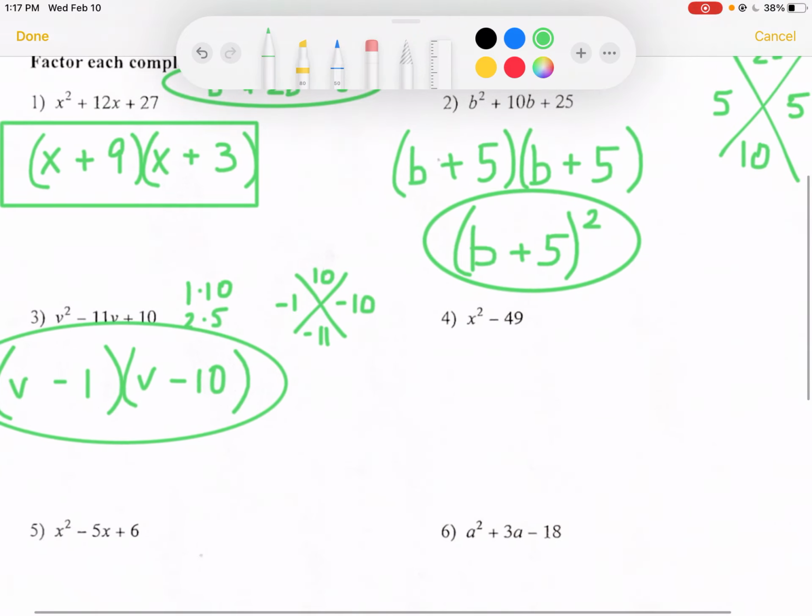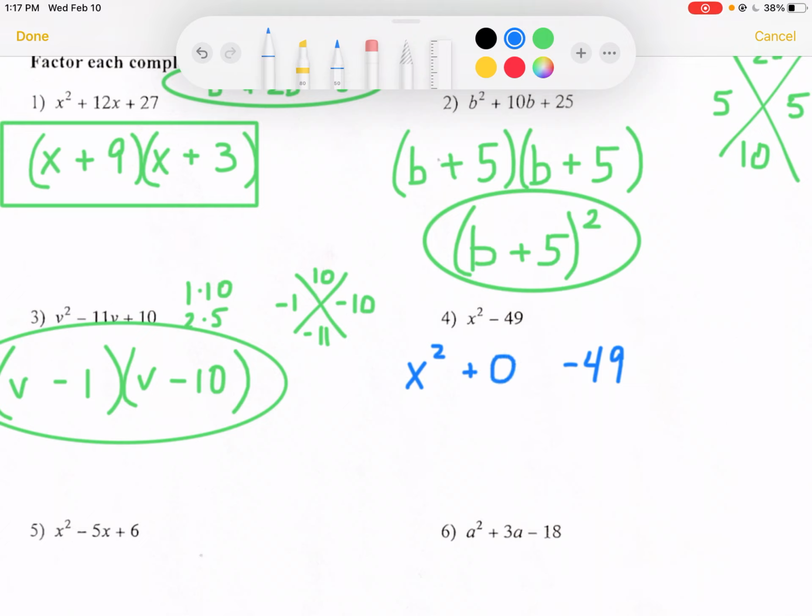Okay, number 4 is an important one for us to talk about. Number 4 is actually a really easy one once you get the hang of it, okay? But look at number 4 right now. What happened to it? Why is there only 2 terms? Do we see that? So what you have is x squared minus 49, but really here in the middle it's like plus 0x, kind of.